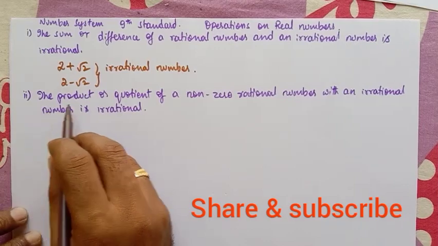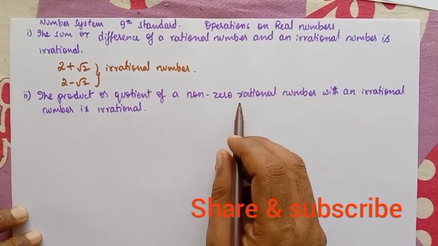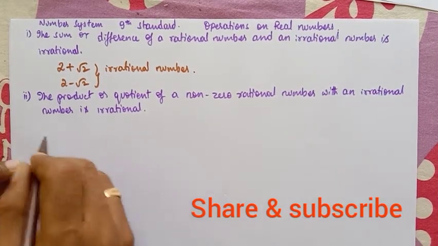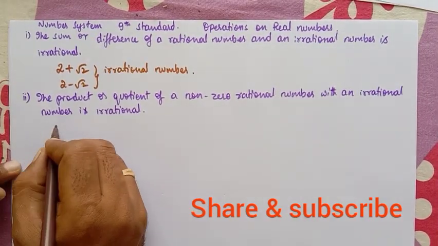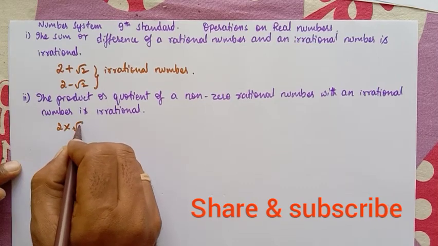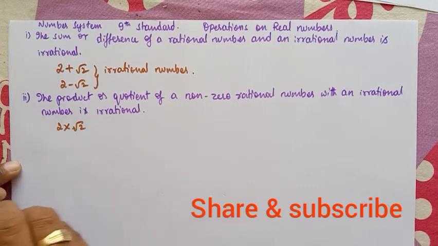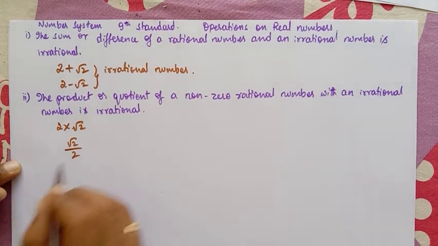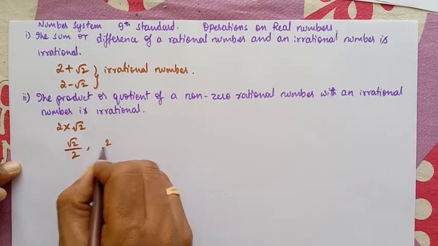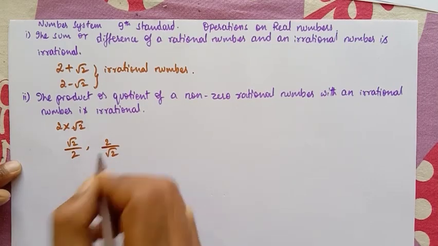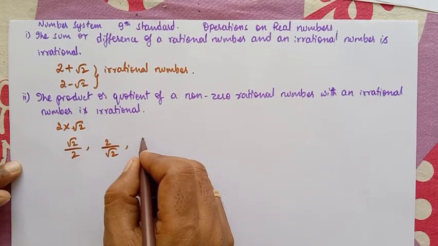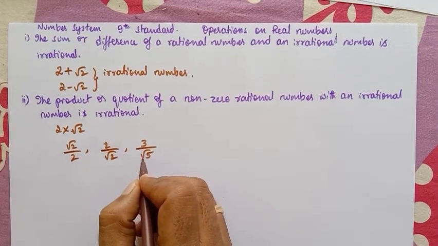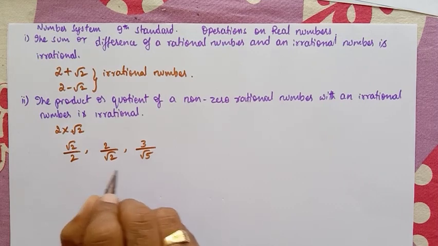The second point: the product or quotient of a non-zero rational number with an irrational number is irrational. That is, here we will take 2 into root 2. This is also irrational. Root 2 by 2 is also irrational. You can take 2 by root 2, that's right, 2 by root 2 is also irrational. 3 by root 5 is also irrational. Here the quotient is there. That's right, all these are irrational numbers.